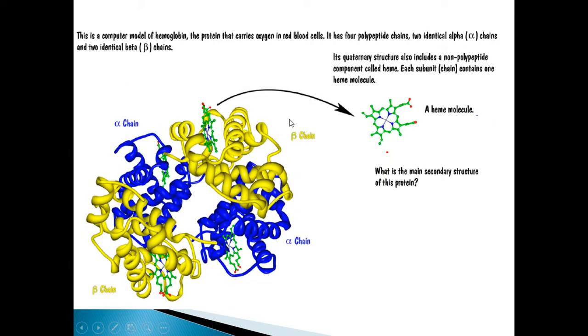Here's another one. This is hemoglobin. This is what hemoglobin actually looks like. It's loaded with alpha helices. You see all those helices? See how they're coiling? And so you've got 4 parts to this. You've got 2 beta chains, which are colored yellow, and 2 alpha chains, which are colored blue. The quaternary structure also has what's known as a prosthetic group in it. There are 4 heme molecules in there.